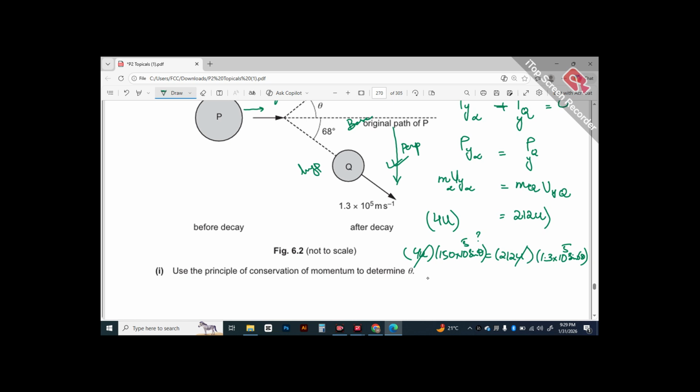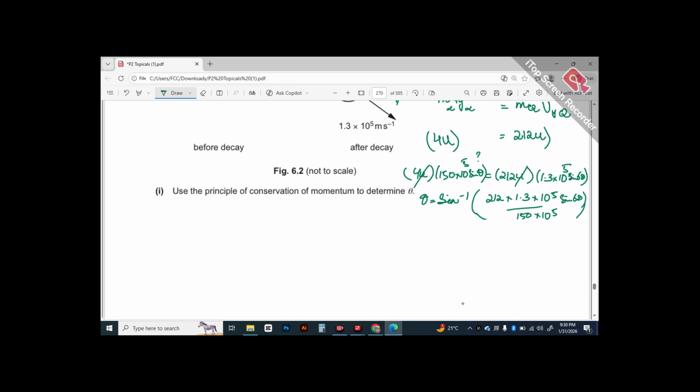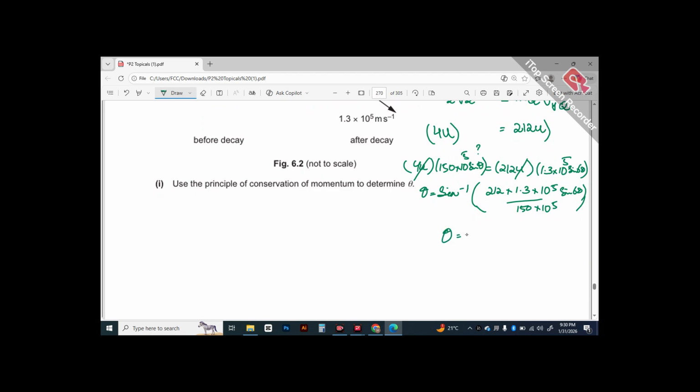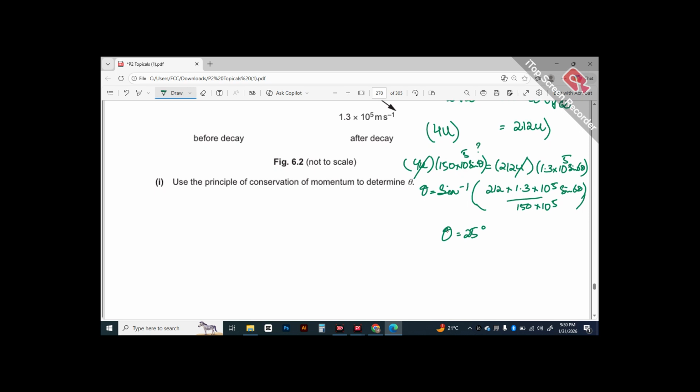So we can find theta as sine inverse of 212 into 1.3 × 10^5 into sine 68 over 150 × 10^5. I hope this makes sense to you. This was nothing but simple rearranging of the equation. Let's put these values in the calculator and see what we have. Okay, so I've got 25 degrees. That is the value of theta.